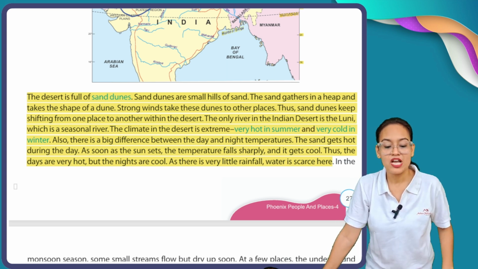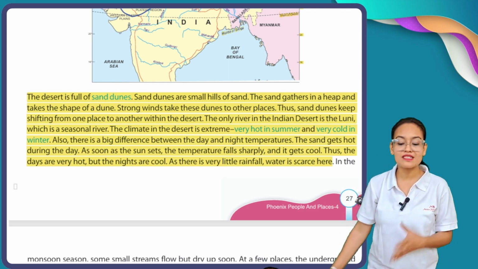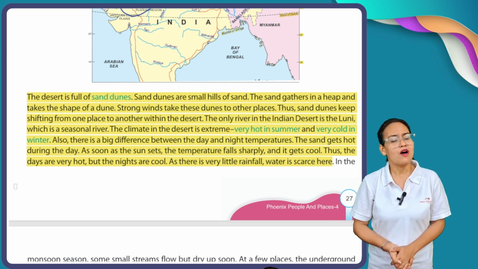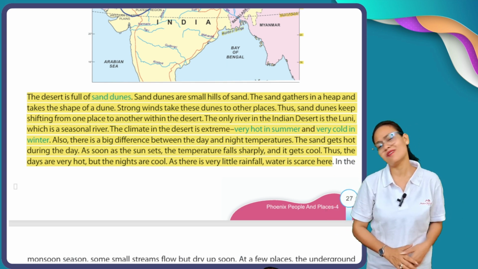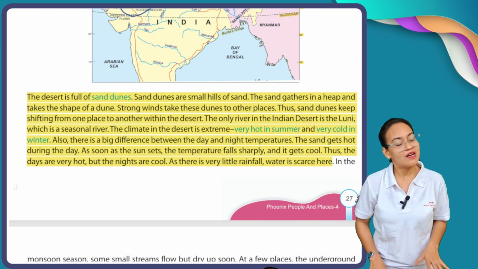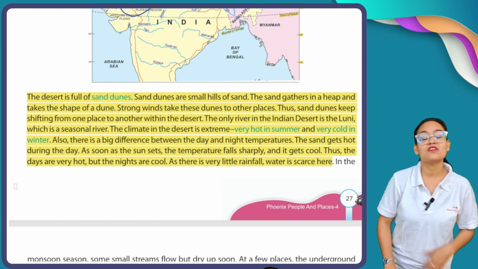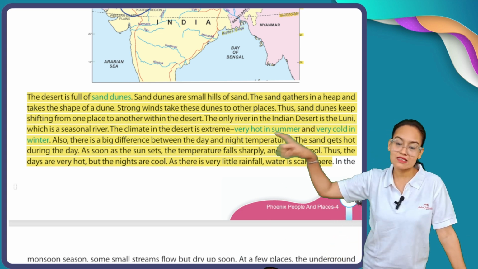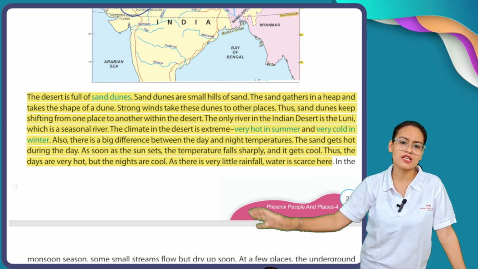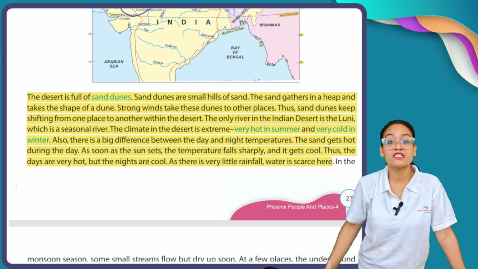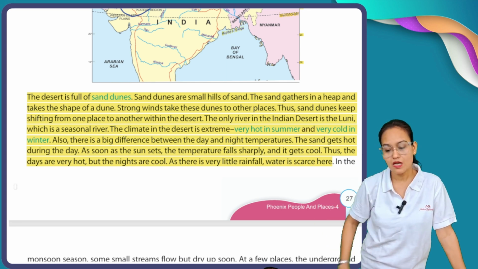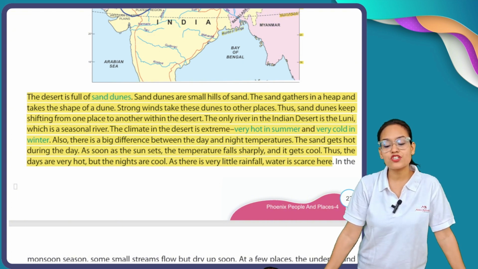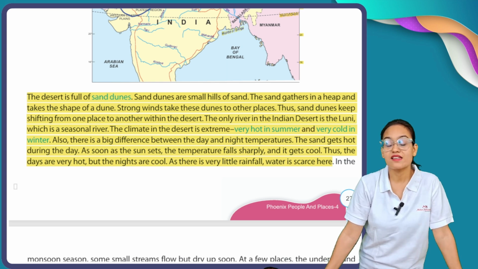Also, there is a big difference between the day and night temperature. And you know what, when we hear the name of desert, automatically in our mind it clicks, oh, it must be hot. But no, see, in the desert area there is a vast difference between the temperature of day and night. At daytime, it is usually hot and humid, but at night it is very cold. The sand gets hot during the day. As soon as the sun sets, the temperature falls sharply and it gets cool.